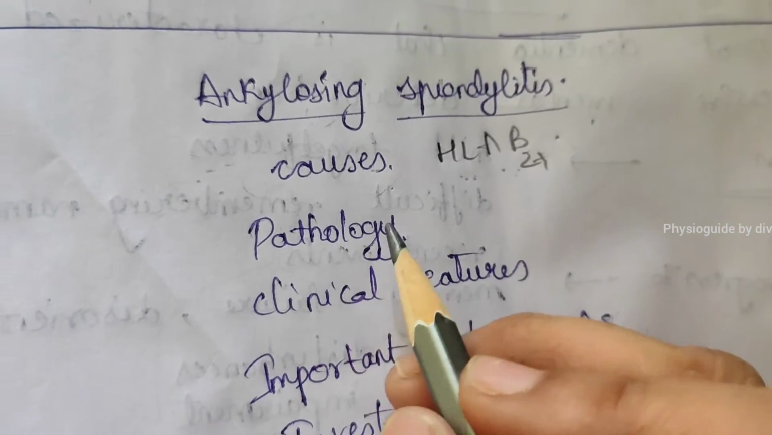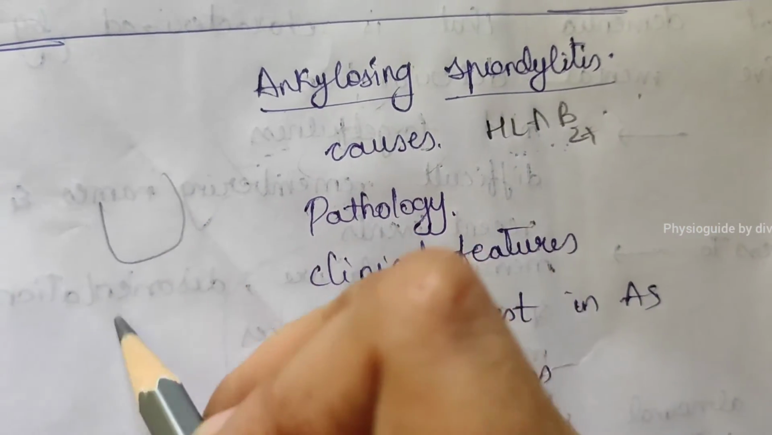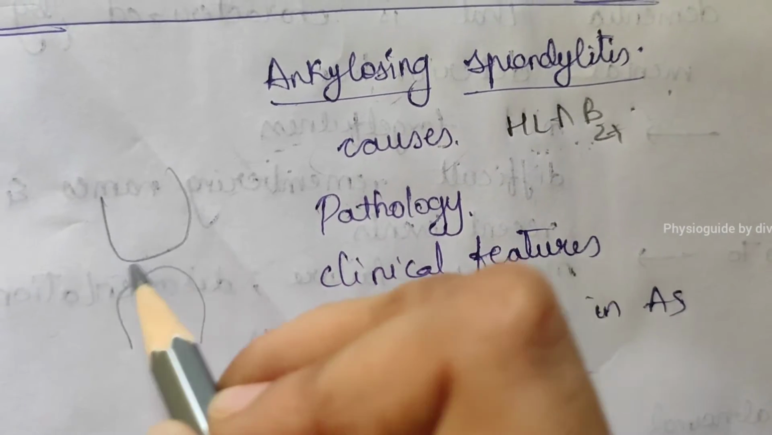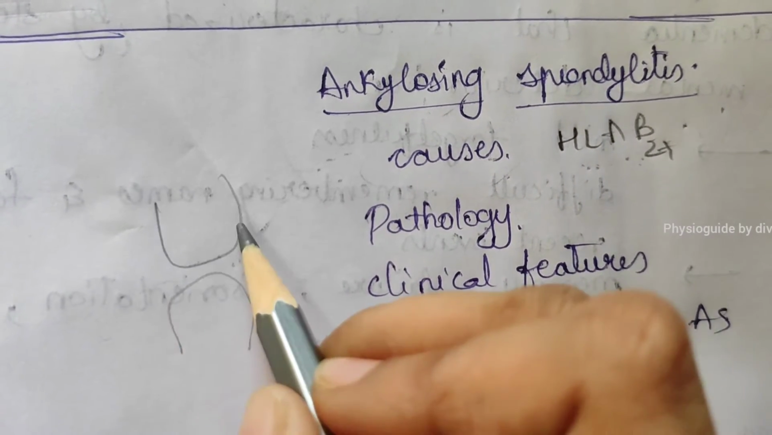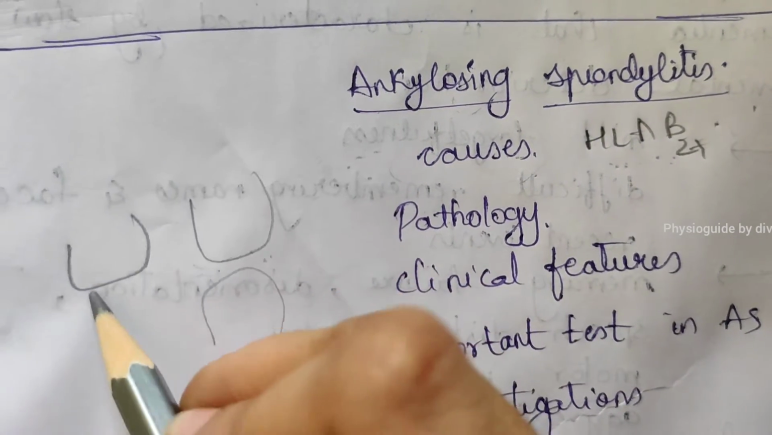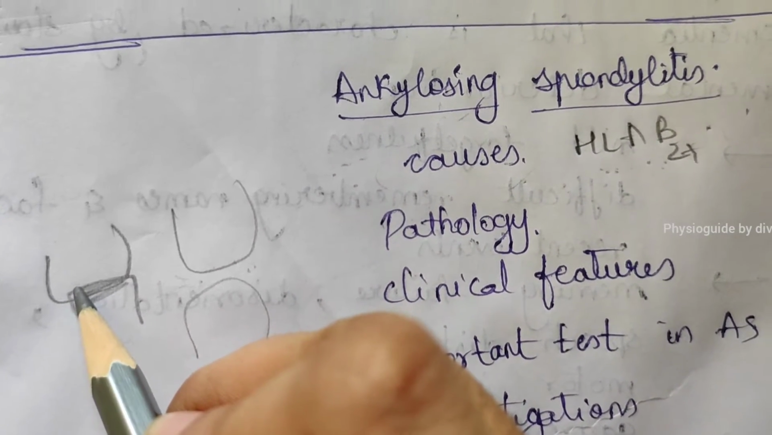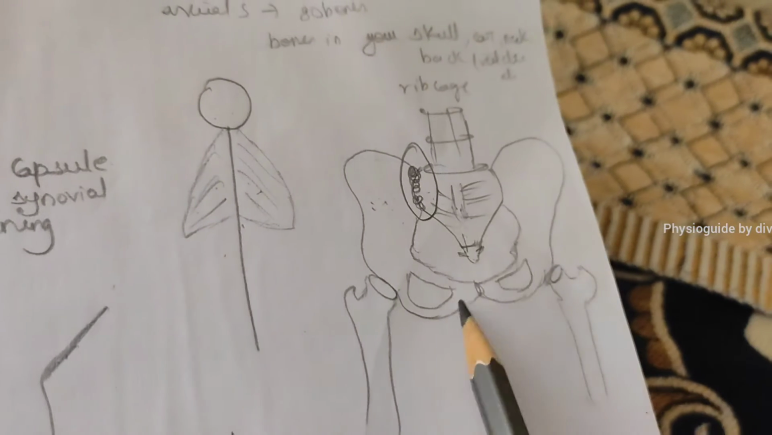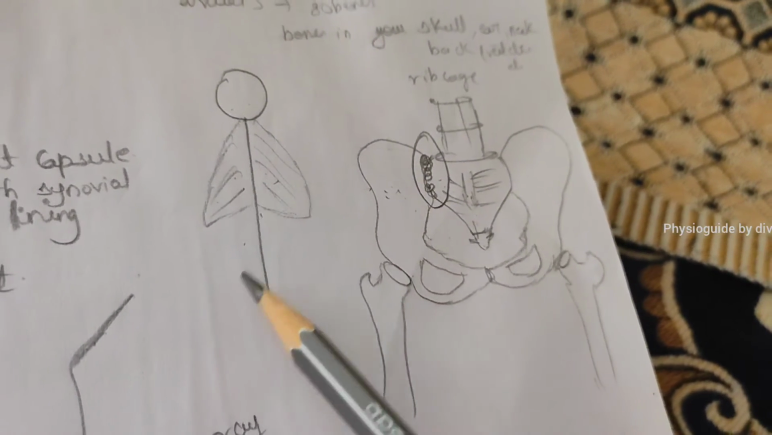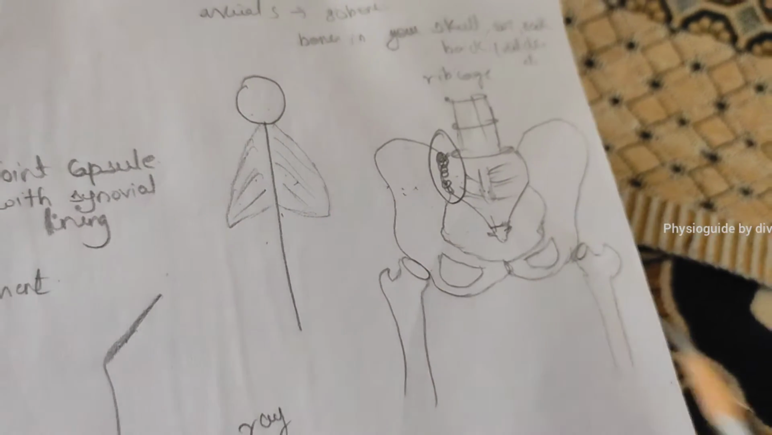Now, pathology. Initially there will be inflammation of joints. Inflammation of joints is followed by synovitis, arthritis, cartilage destruction, fibrosis, and later bony ankylosis, a bony fused type of joint. The joints commonly affected are the sacroiliac joints, spine, hip, knee, and manubriosternal joint.